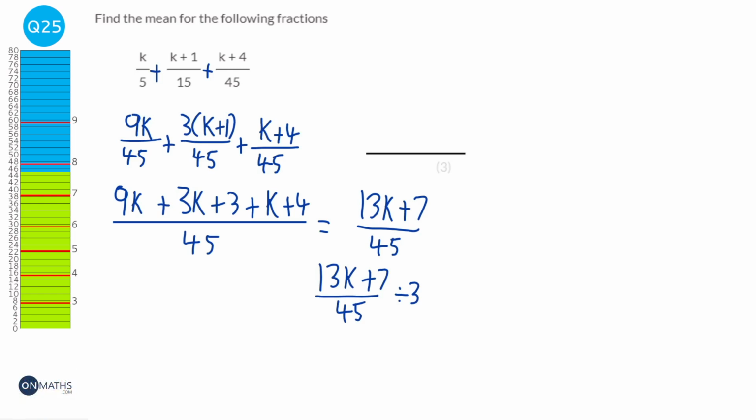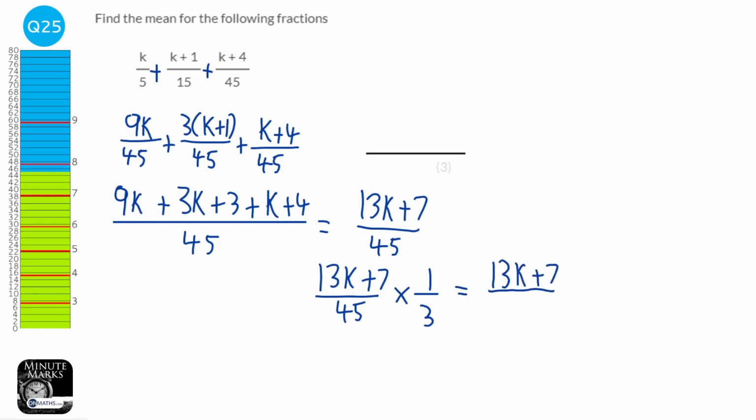If you have a division, you keep the first fraction, you change the divide into a times, and you flip the second fraction. So a different and easier way of writing that is times 1/3. So here we just keep the numerator the same because we're timesing it by 1. And then the bottom we just times by the 3, which would be 135. So our answer is 13k plus 7 over 135.